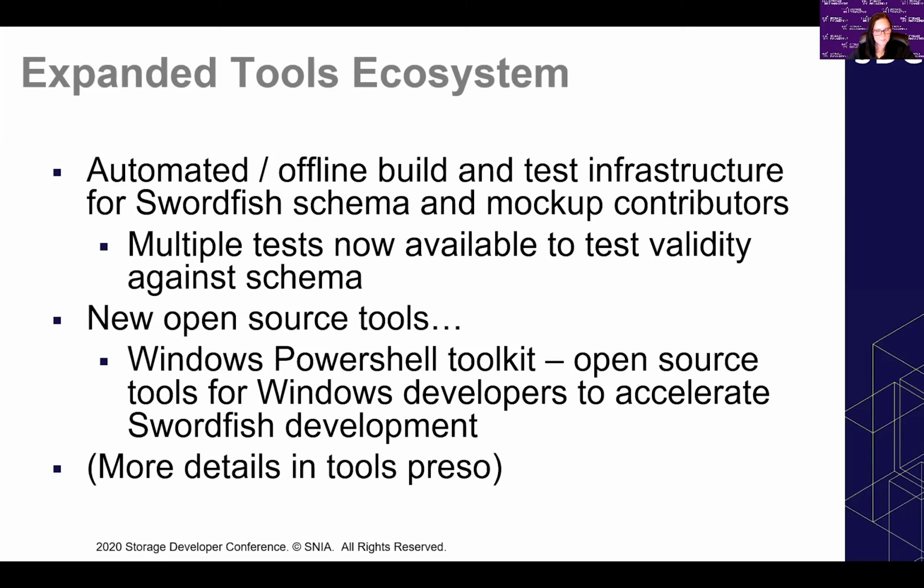We have been incrementing our CI for our GitHub infrastructure for our schema and test and mockups. A lot of that actually is work that's coming from Redfish. I don't want to make it sound like Swordfish is doing it all. We leverage tremendously. But as we're building that up, we now have the ability to run all of those tools in an automated framework offline, as opposed to just in the CI infrastructure on check-in.